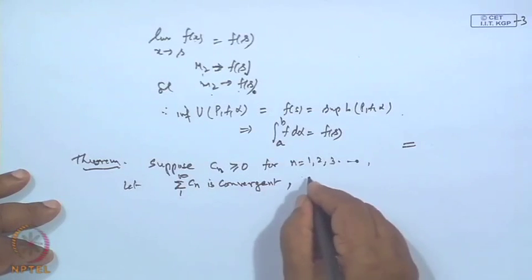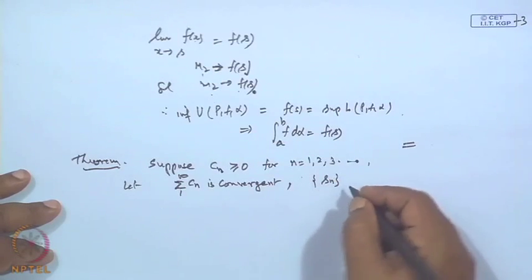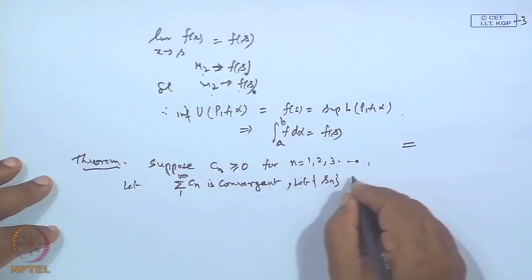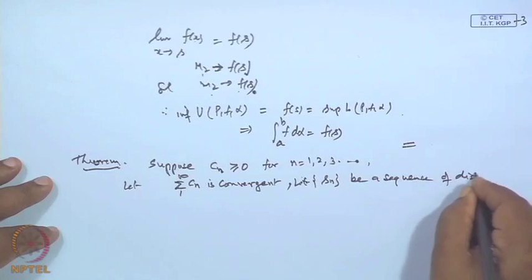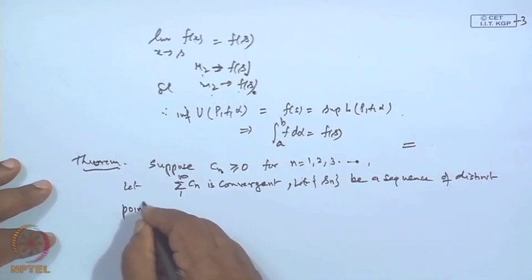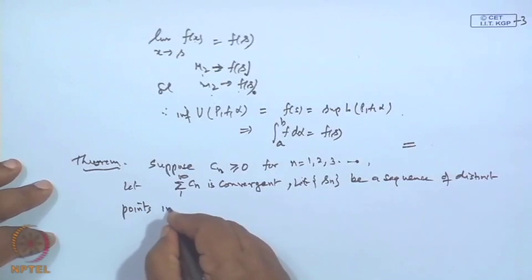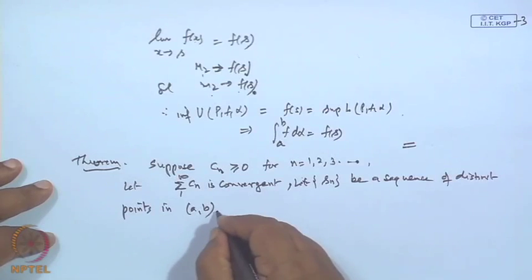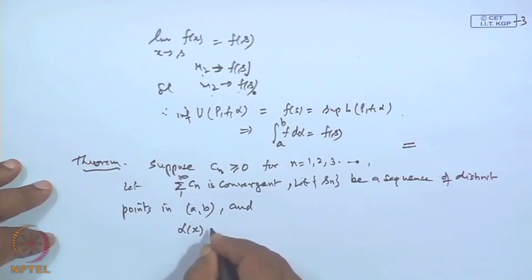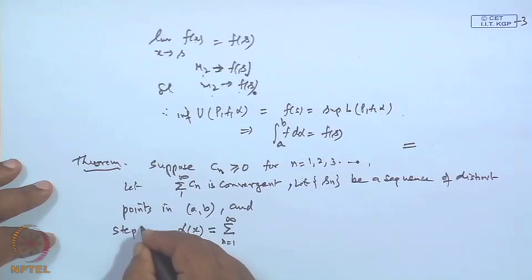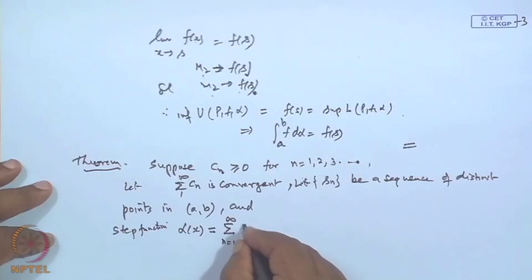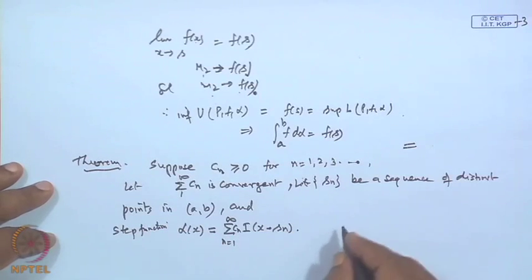Let the sequence s_n be a sequence of distinct points in the open interval (a, b), and alpha(x) is the step function, the sum over n equal to 1 to infinity, which we call a step function. Alpha(x) is this: the sum of c_n I(x - s_n). Let it be number 1.